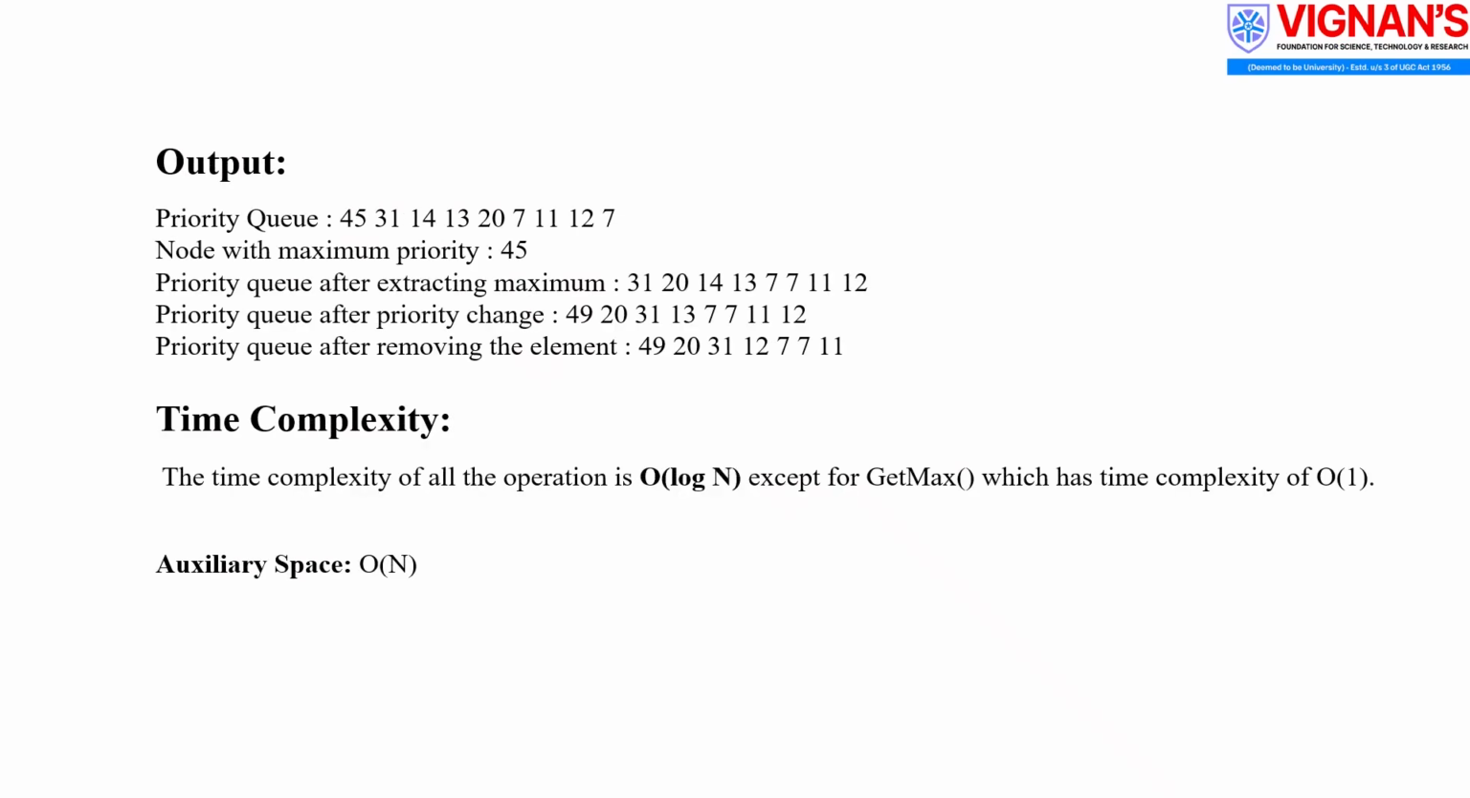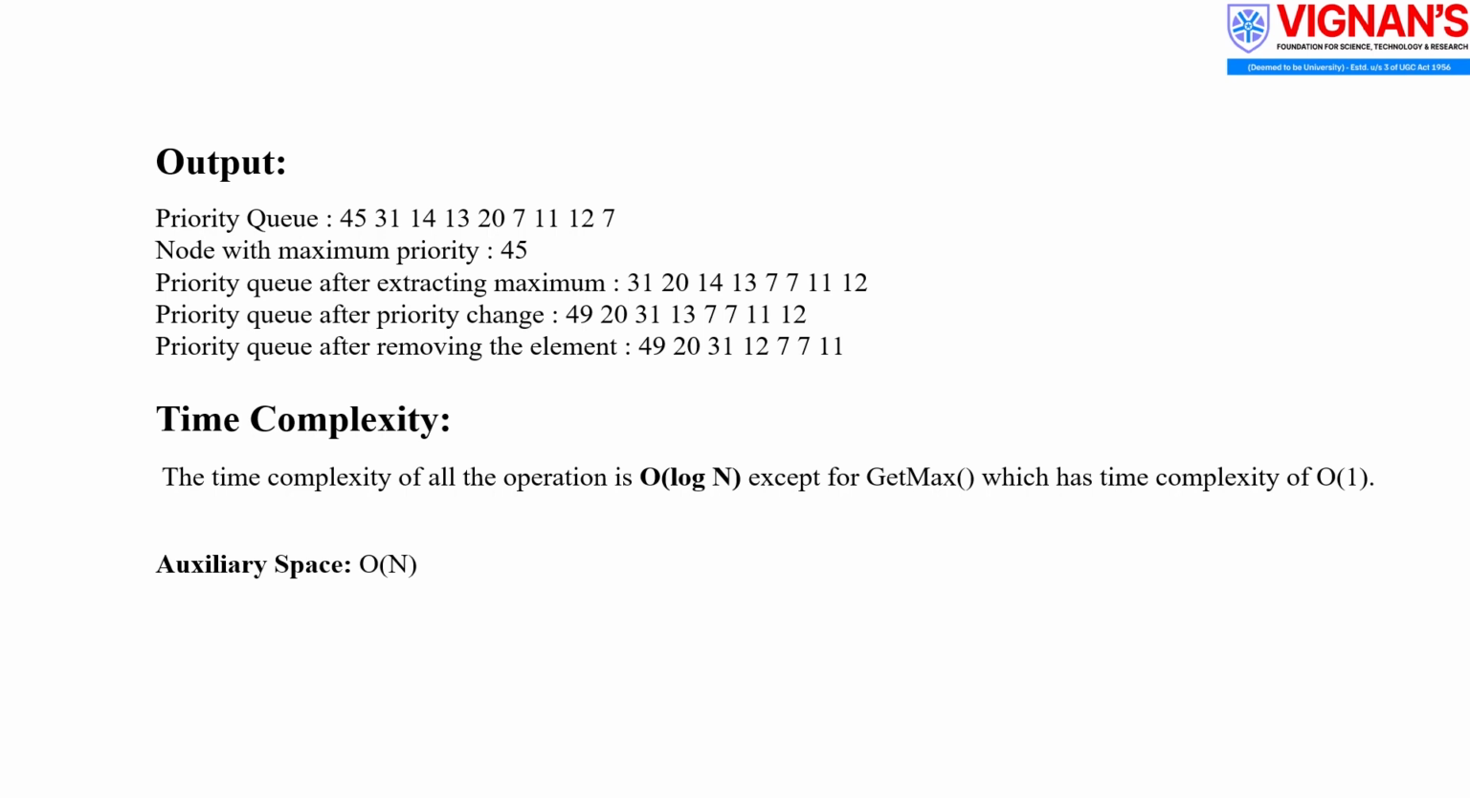The output shows the working of a max priority queue. The initial priority queue contains the elements 45, 31, 14, 13, 20, 7, 11, 12, and 7. The node with the maximum priority is 45. After extracting the maximum element, the priority queue becomes 31, 20, 14, 13, 7, 7, 11, and 12.